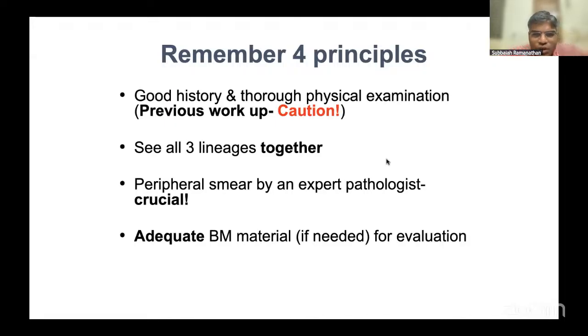And the next thing is to see all the three lineages together. Three lineages are red cells, white cells, and platelets. Why? Because sometimes anemia may be coexisting with leukopenia or thrombocytopenia or leukocytosis, thrombocytosis. All the different combinations can give you different differential diagnoses. That's why it's important. And all these three lineages are formed together in the bone marrow. So when one is disturbed, there is a high chance the other lineage might be disturbed. So that's why we see everything together.